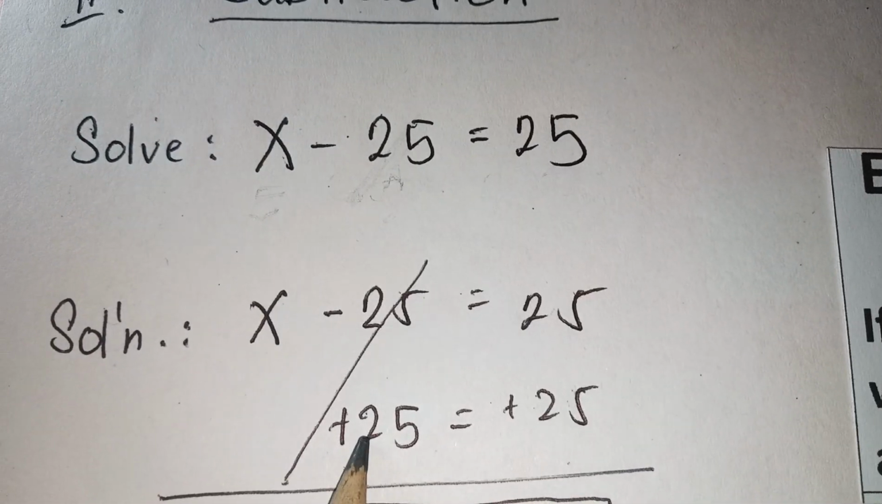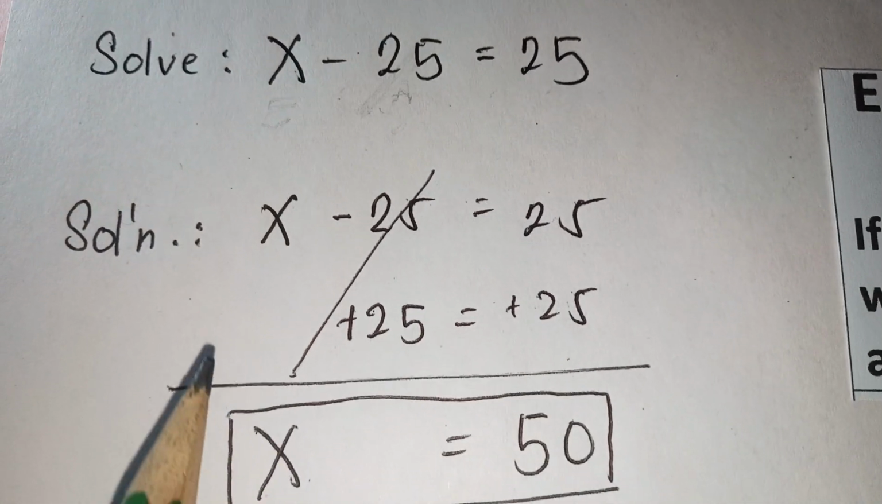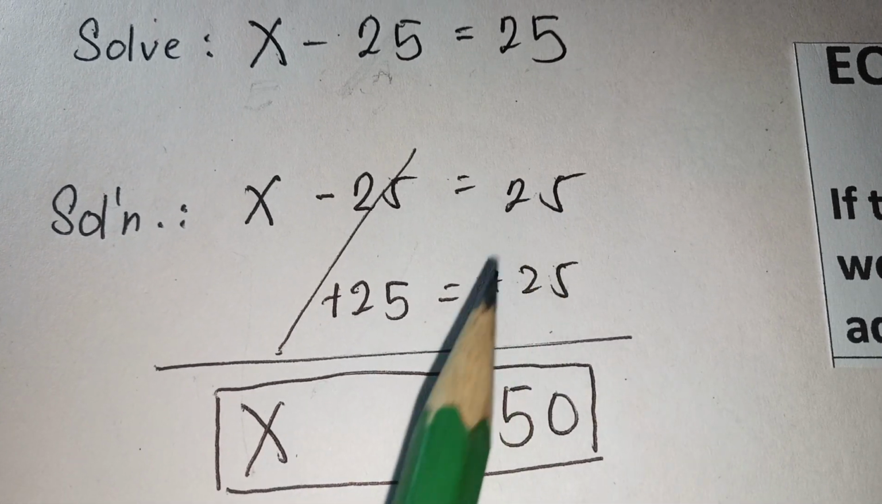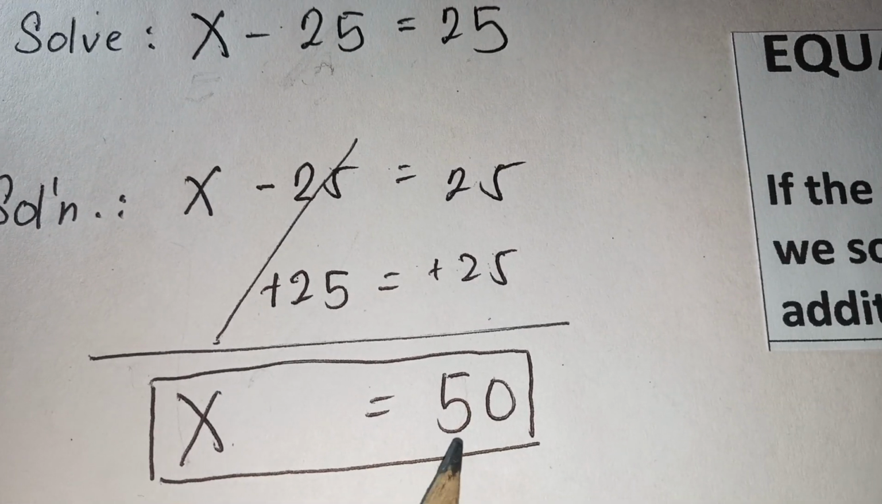So, if we rewrite this, x minus 25 equals 25. Ayan, nag-plus 25 na tayo, doon din sa kabila. So, ito, bring down x, 0. 25 plus 25 equals 50. So, yan na yung answer natin. Final.